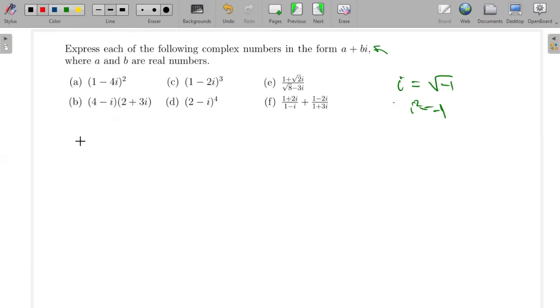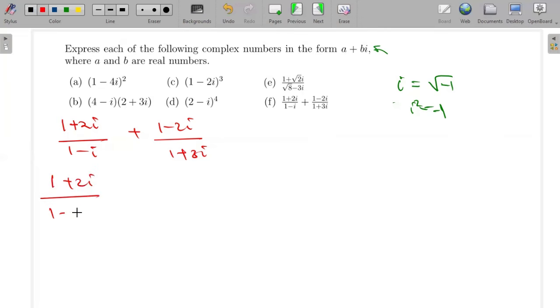So the next one requires me to rationalize the first part and then the second part. So you have 1 plus 2i over 1 minus I, and there you have plus 1 minus 2i over 1 plus 3i. So here, the first one, that is going to be 1 plus 2i, and then you have 1 minus I. So you're going to multiply by its conjugate. That is going to be 1 plus I now, and then down there you have 1 plus I.